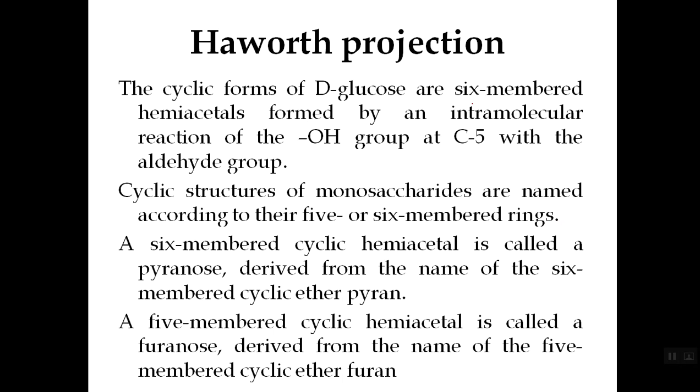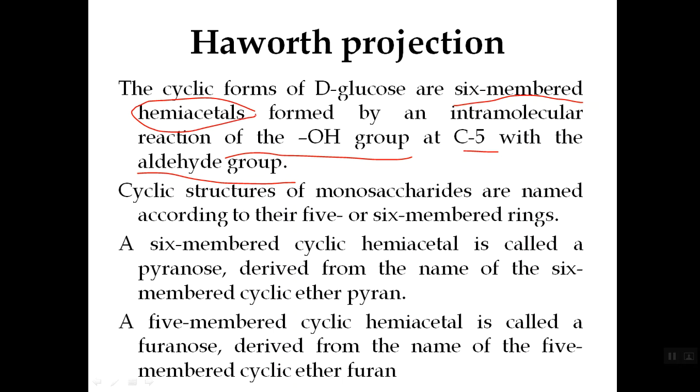The cyclic forms of D-glucose are six-membered hemiacetals formed by an intramolecular reaction of the OH group at the C5 position with the aldehyde group. For example, in case of glucose, that means the C1 of the glucose and the C5 OH and H will interact, and they result in the six-membered hemiacetal ring.